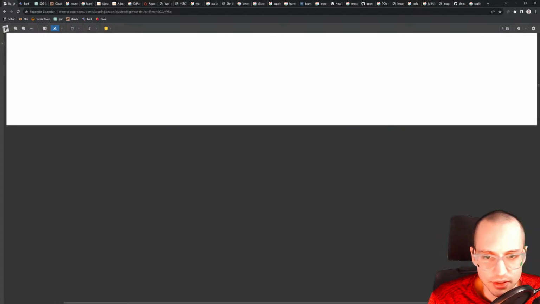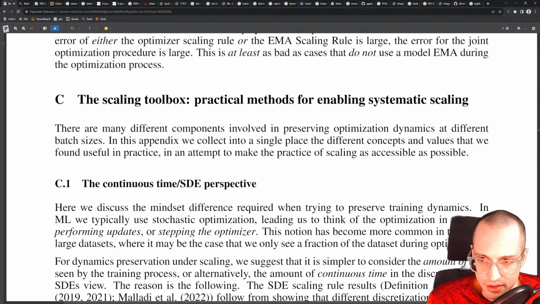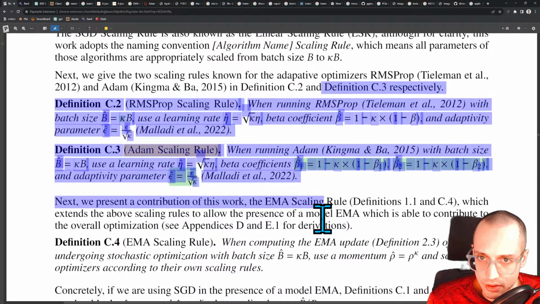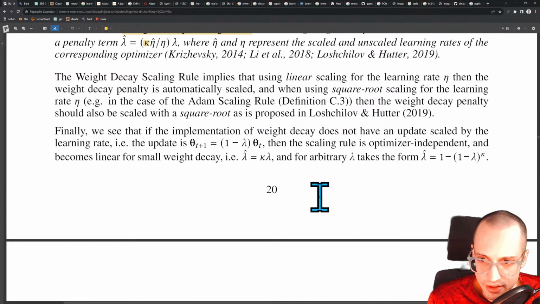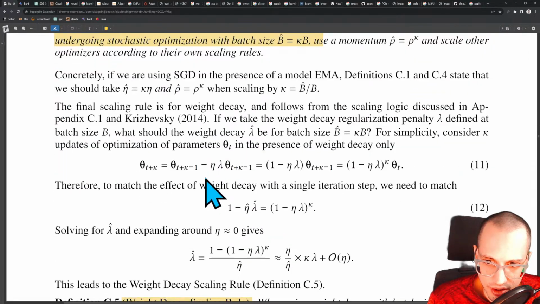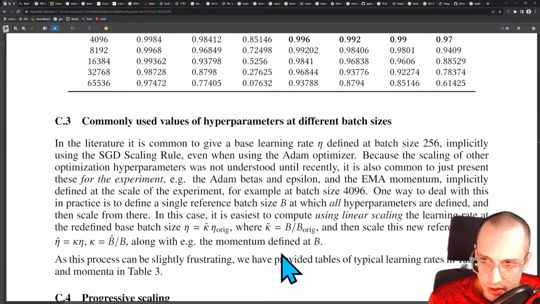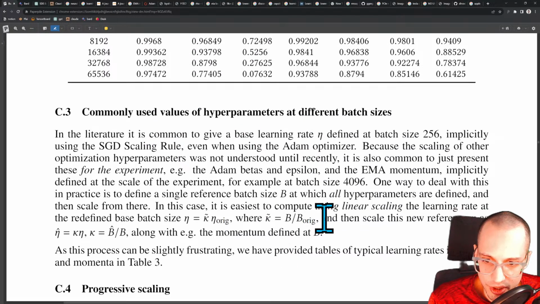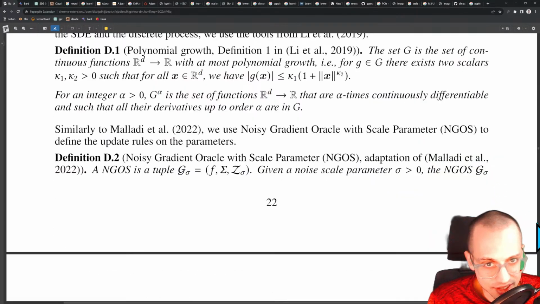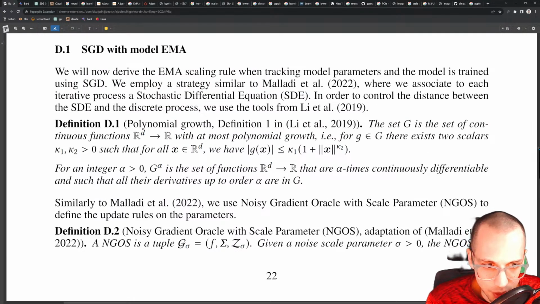Okay. What do we got in the abstract here, or in the appendices? Okay, this is going to get intense. Here you have the weight decay, the different scaling laws for other optimizers. Commonly used values of hyperparameters. You can probably come up with a scaling law for other hyperparameters. That's definitely future work. If you're interested in this line of work, I bet you could do that.